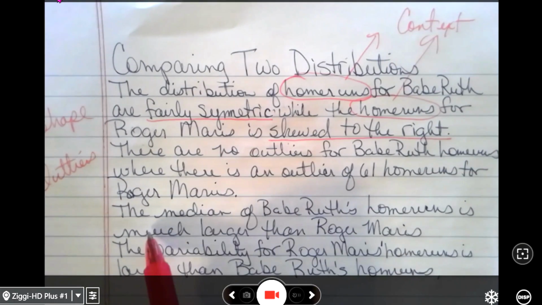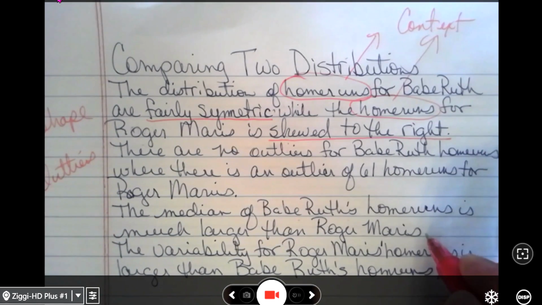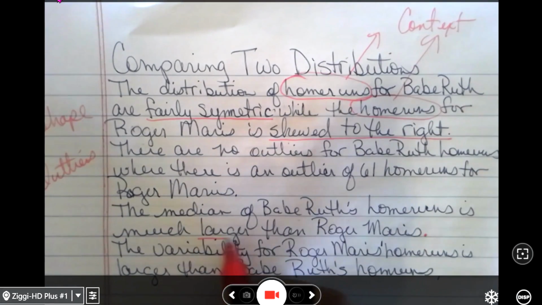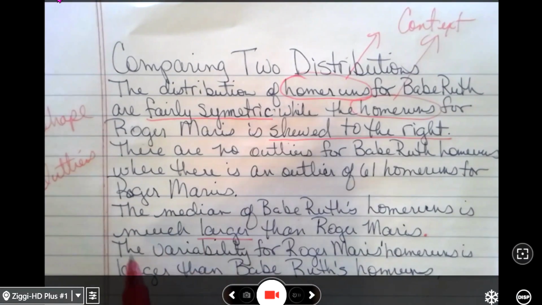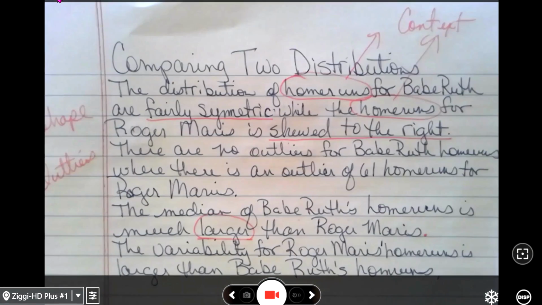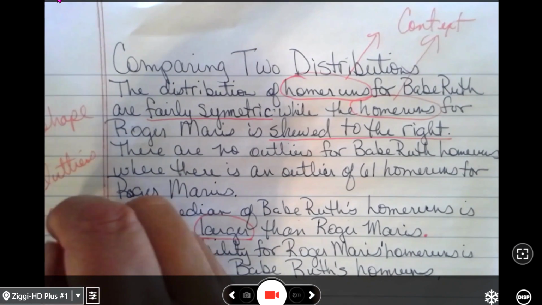The median of Babe Ruth's home runs is much larger than Roger Maris's. So I'm supposed to be making sentences, so let me put a period there. Larger. You don't have to say much larger, but you can. So you have to use some kind of descriptive word when you talk about your center. So larger. And it's the median because I have to compare the same center on both things. So that's my center. Got one more, my spread and my variability.